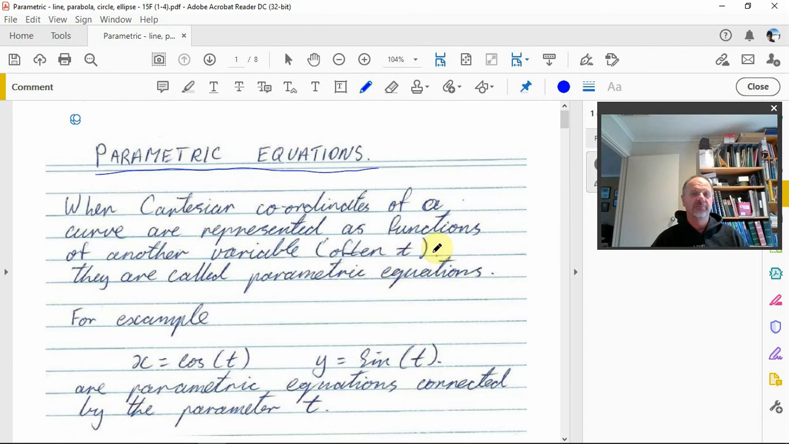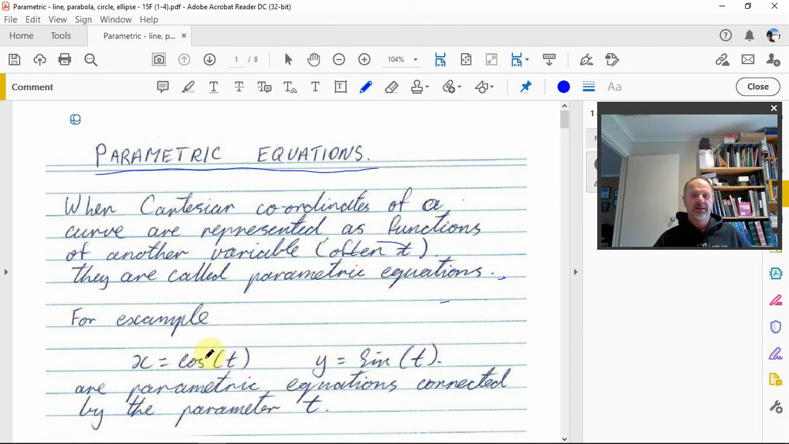This paragraph here says that when the Cartesian coordinates of a curve are represented as functions of another variable, often that variable's t for time, they are called parametric equations. So this other variable links our x and our y values together. For example, here we've got x equals cos t, y equals sin t.